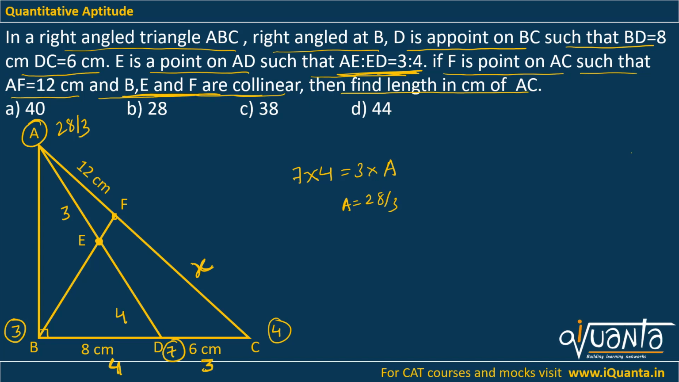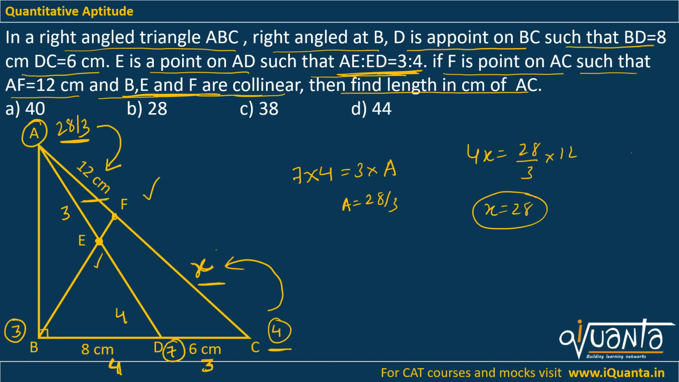What you can do is further find out the weight at F, the weight at E, and the ratios of B, E, F, but that is not useful to us. We need to focus only upon line AC over here. So I know the weight at A and the weight at C. I know the length of this part, which is X, and the length of this part AF is 12. So I can use mass point geometry. That means 28 by 3 into this 12 should be equal to 4 into this X. So 4X should be equal to 28 by 3 into 12, which gives X equal to 28. So now this X is 28.